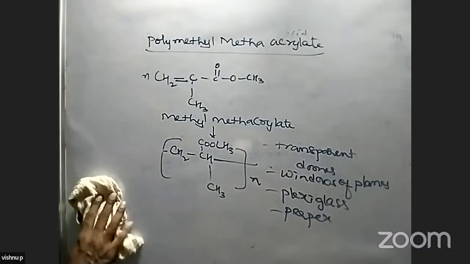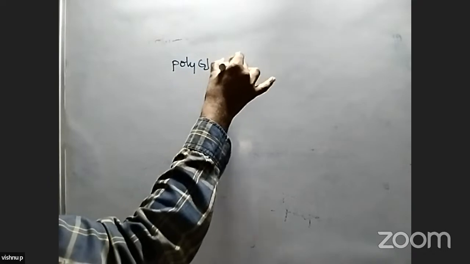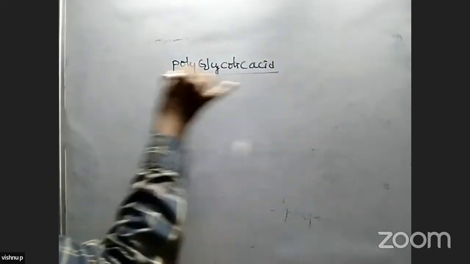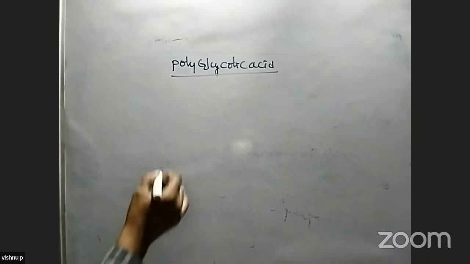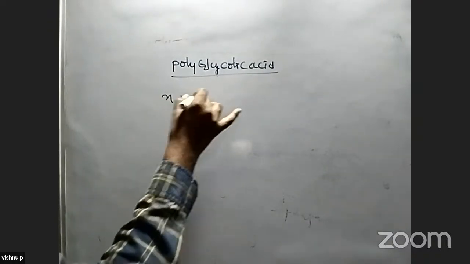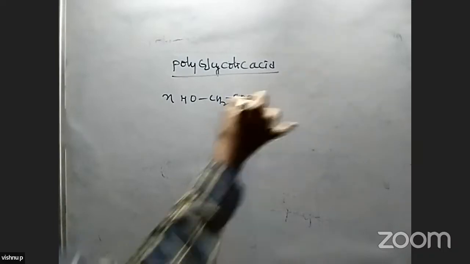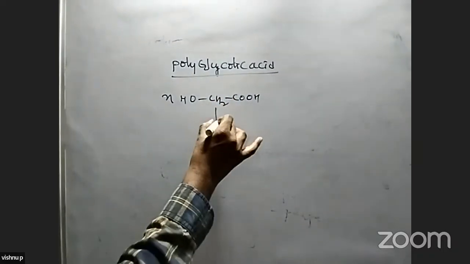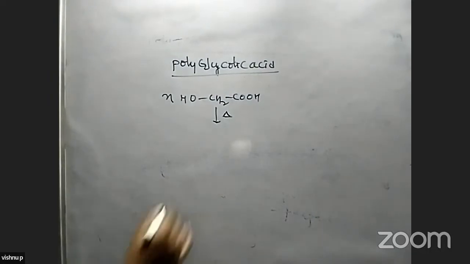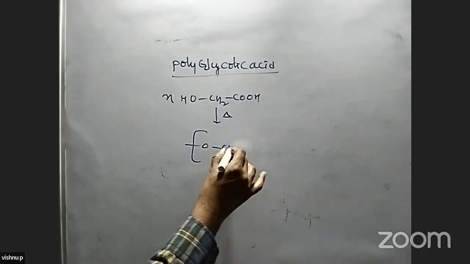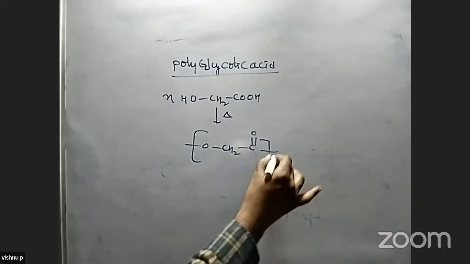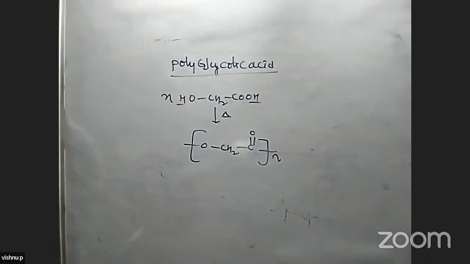We'll discuss one more biodegradable polymer also. One completed, that is PHBV. One more is polyglycolic acid. So what is this polyglycolic acid? It contains glycolic acid, OHCH2COOH. N number of molecules are present and heated. They lose water molecules, so we get OCH2CO with n number of molecules. This is polyglycolic acid.